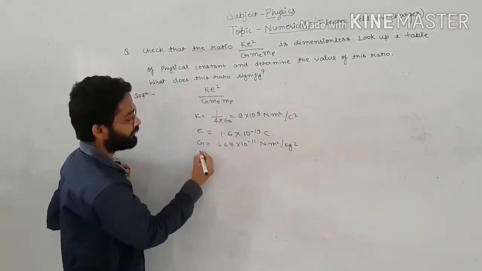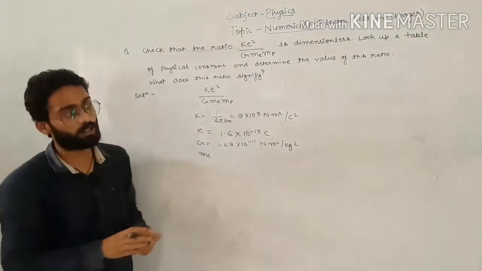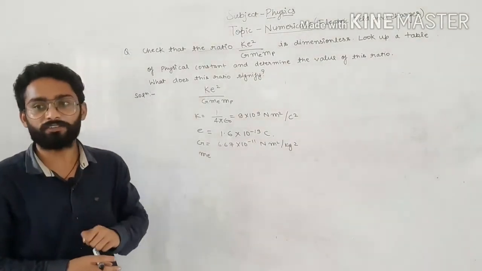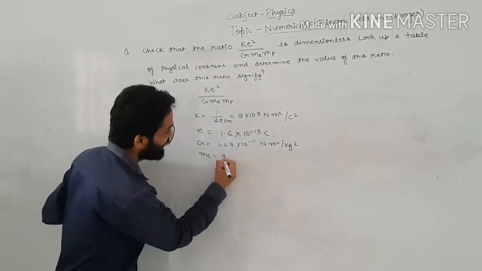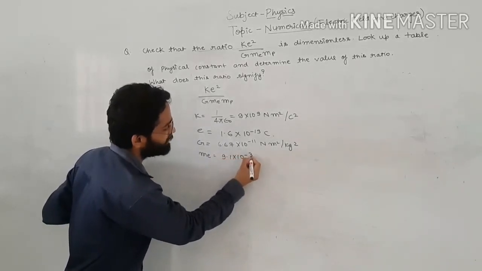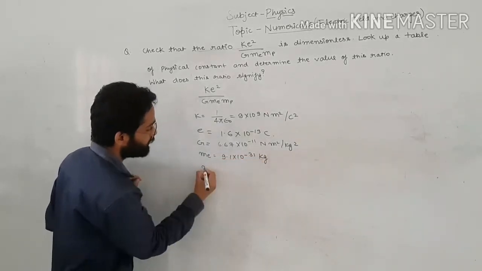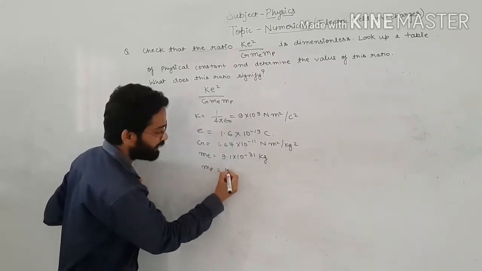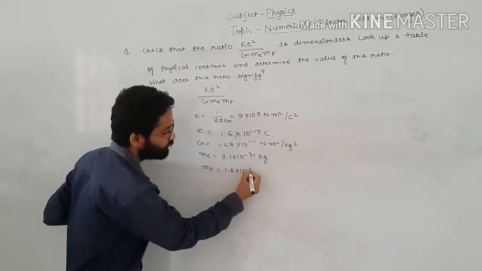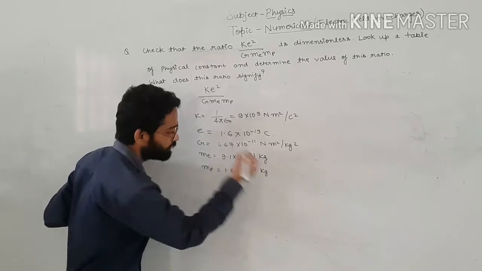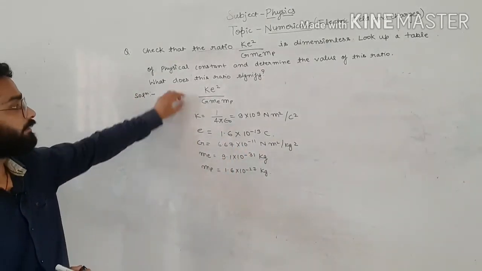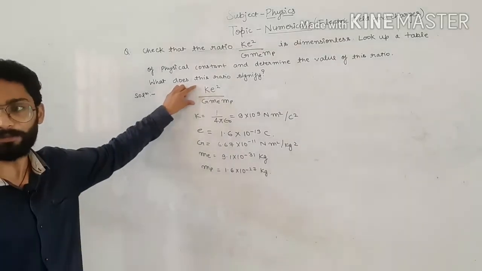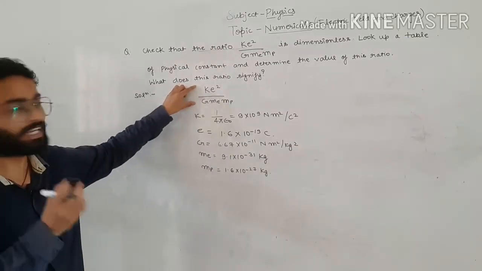And what is the value of me, the mass of electron? The mass of electron is 9.1 into 10 power minus 31 kilogram. And the mass of proton is 1.6 into 10 power minus 27 kilogram. So we have to put all these values and see whether this ratio has any dimension or whether all the dimensions are cancelled out.